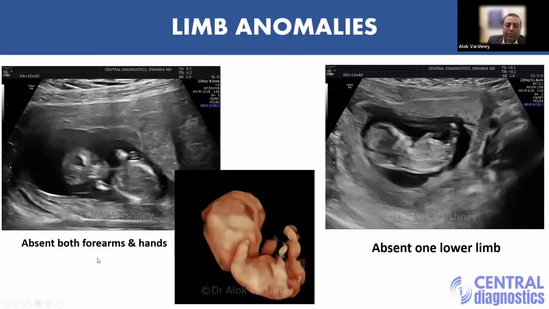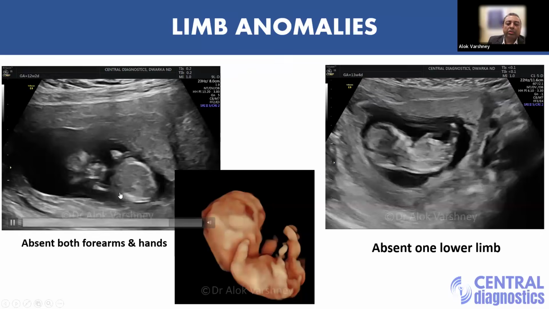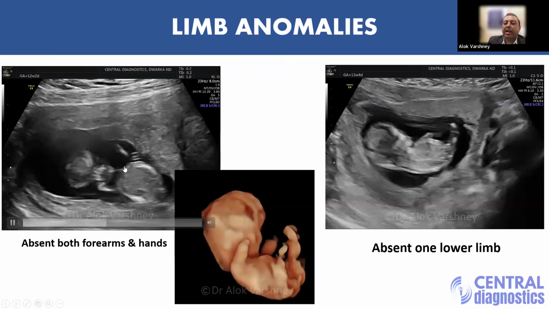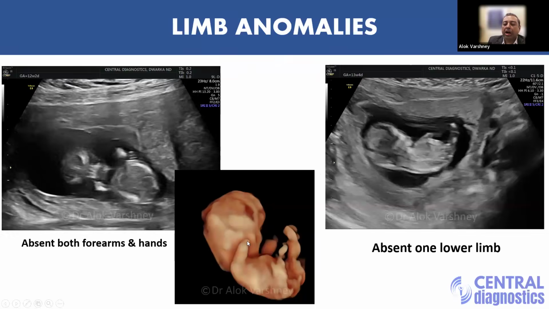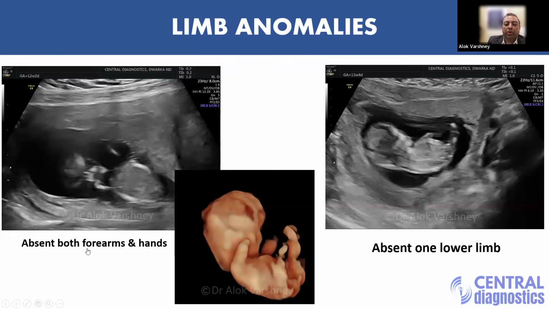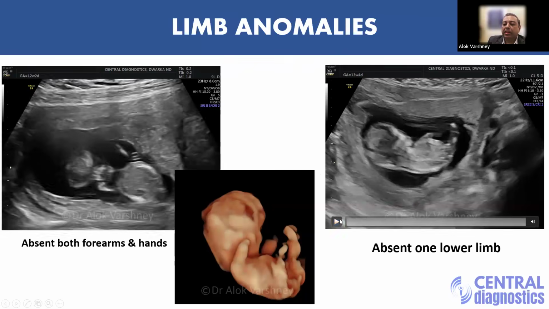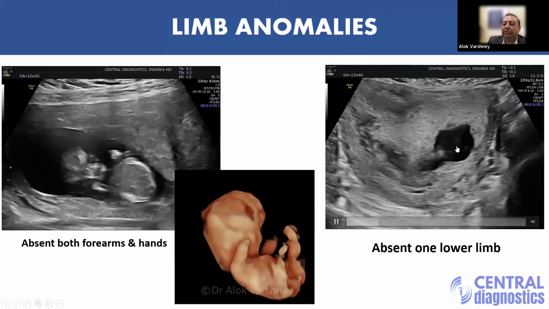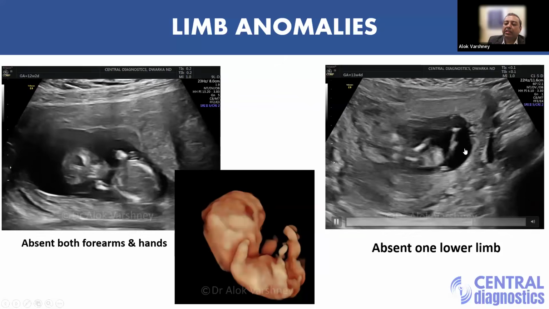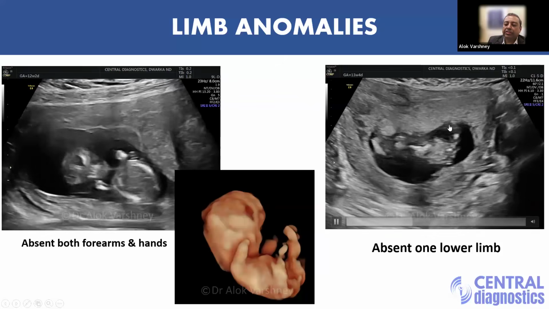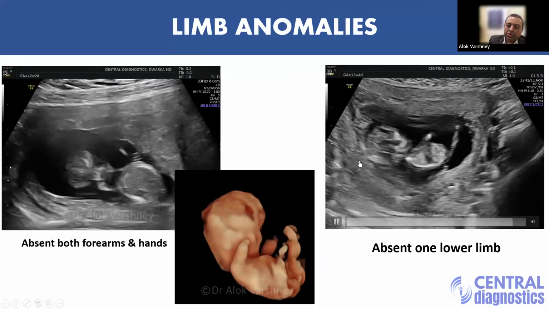Okay, so what we should not be missing is a case like this, in which both the forearms and the hands are absent. Look, see, that's the forearm, this is the arm, it is visible. So all these limb reduction defects should not be missed. Here we have a single lower limb, the other limb is absent. And this was a case of caudal regression syndrome. So that at 13 weeks of gestation should not be missed.